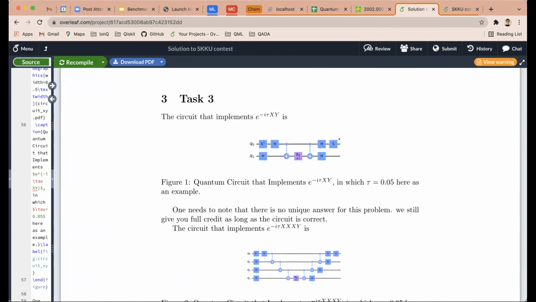Okay, so one needs to know that there is no unique answer for these problems. As long as the quantum circuit is correct and is implementing the correct term, we will give you full credit.